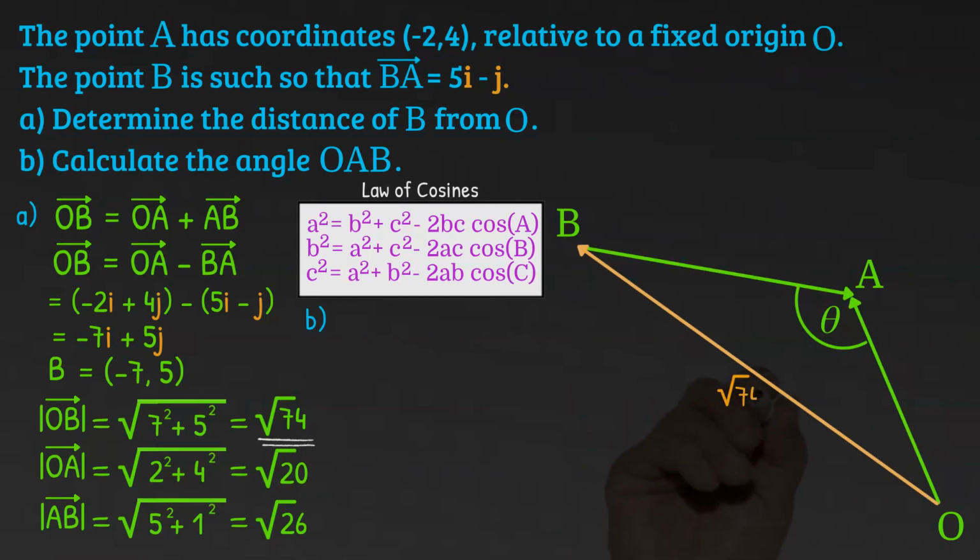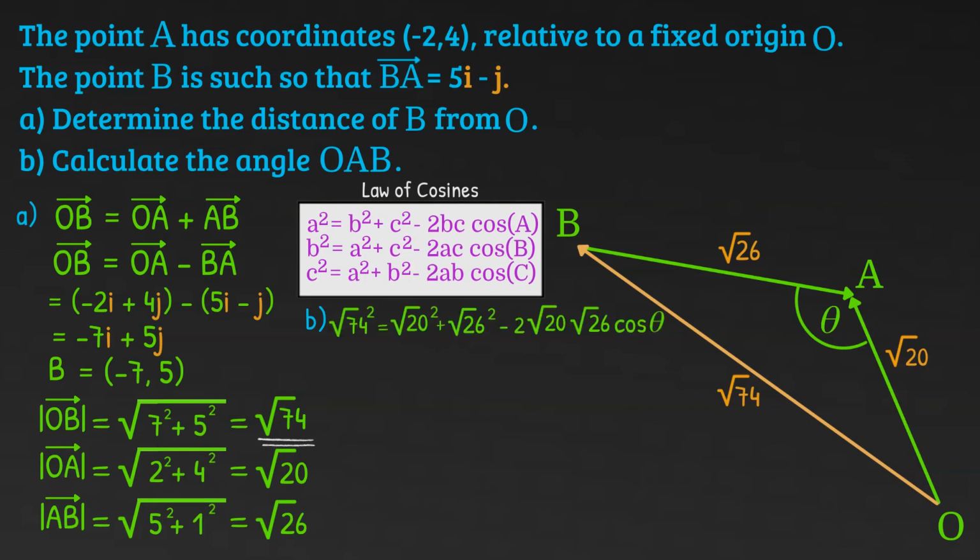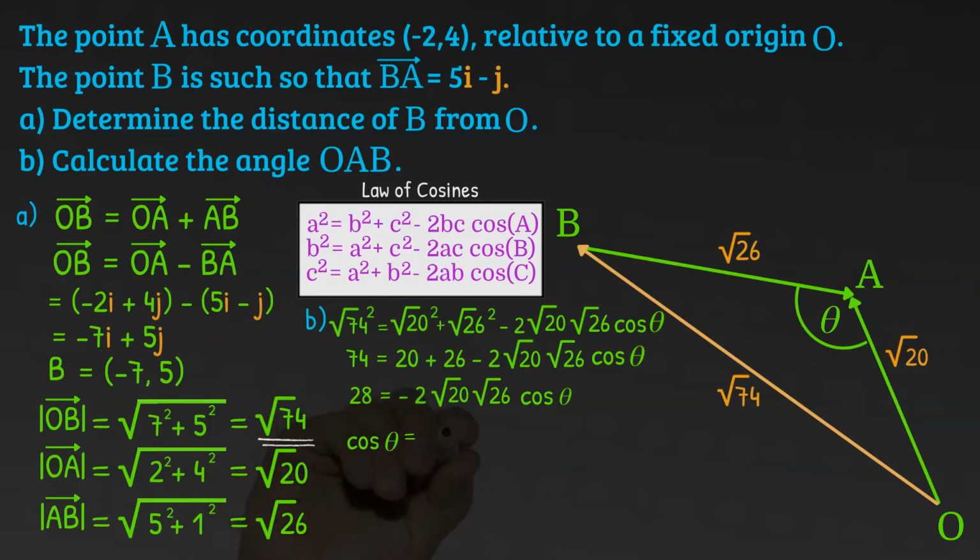So now we can write those values onto our sketch and use the law of cosines. And remembering that in the law of cosines, side a is opposite angle A, and side b is opposite angle B, and side c is opposite angle C, we get this. The square root and squares obviously cancel each other out, so we get 74 is equal to 20 plus 26 minus 2 times the square root of 20, times the square root of 26, times the cosine of theta. And after tidying it up a bit, we end up with the cosine of theta is equal to minus 28 divided by 2 root 20 root 26.